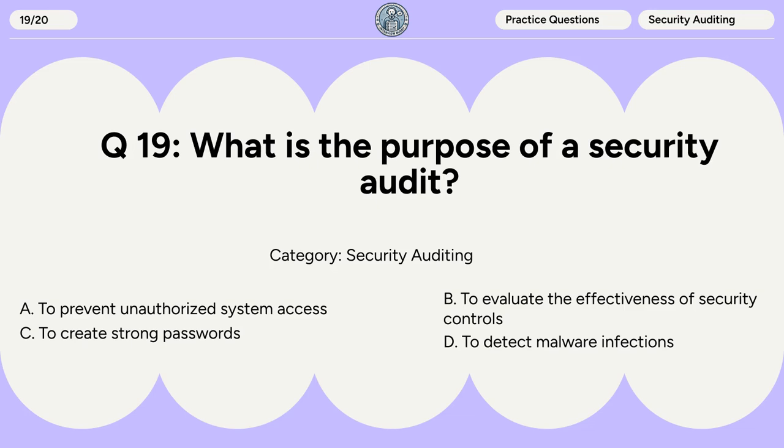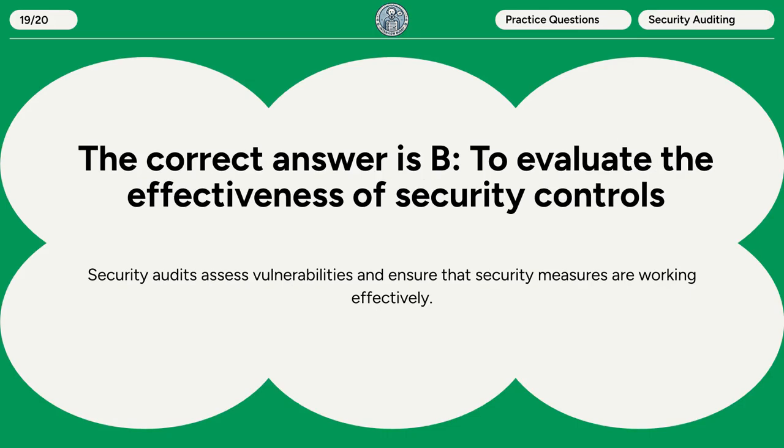Question 19. What is the purpose of a security audit? A. To prevent unauthorized system access. B. To evaluate the effectiveness of security controls. C. To create strong passwords. D. To detect malware infections. The correct answer is B. To evaluate the effectiveness of security controls. Security audits assess vulnerabilities and ensure that security measures are working effectively.